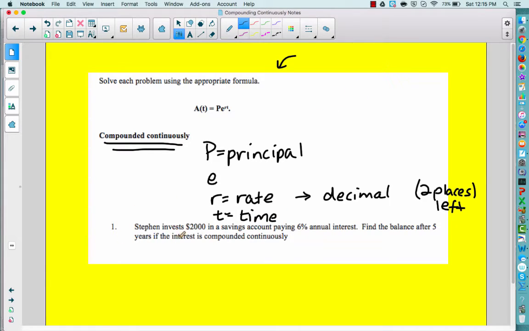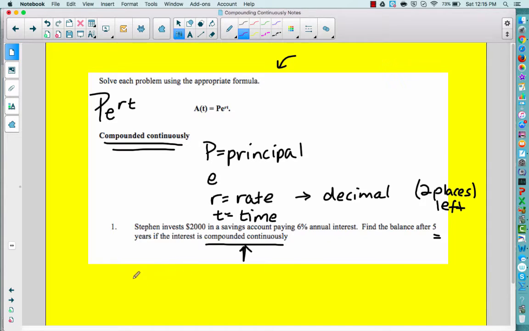All right, so Stephen invests $2,000 in a savings account paying 6% annual interest. Find the balance after 5 years if it's compounded continuously. As soon as I see compounded continuously, I know that I can use the Pert formula, Pe to the rt. The Pert formula is what we call it.